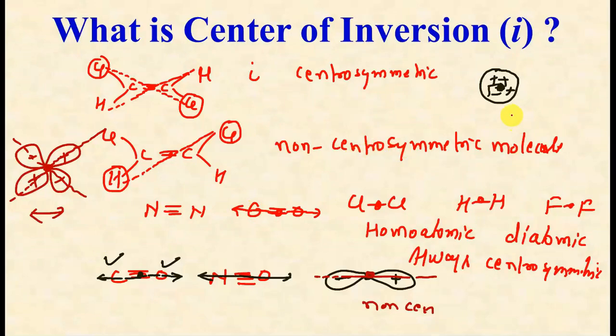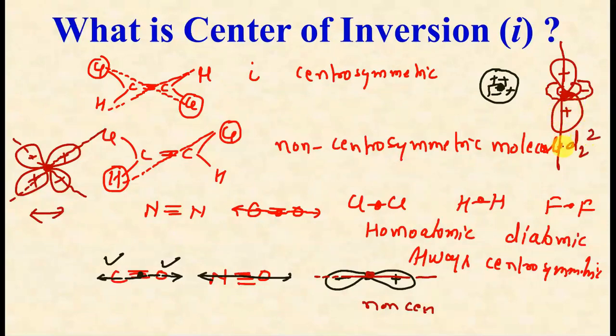As far as the dz square orbital is concerned, this is dz square orbital. We have positively charged lobes and a negatively charged ring. On passing a line from the center, we will get similar types of arrangements on both ends of this line. So this dz square orbital is also centrosymmetric in nature. So this is the basic information about center of inversion or centrosymmetric molecules or non-centrosymmetric molecules.